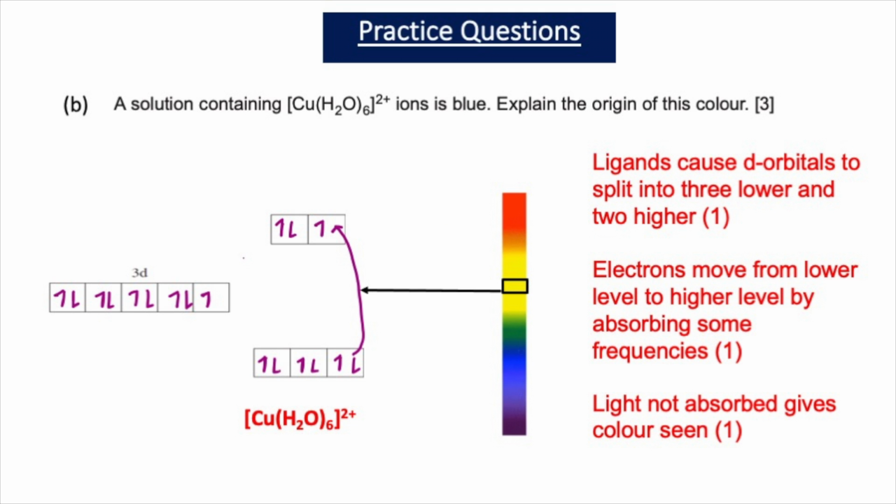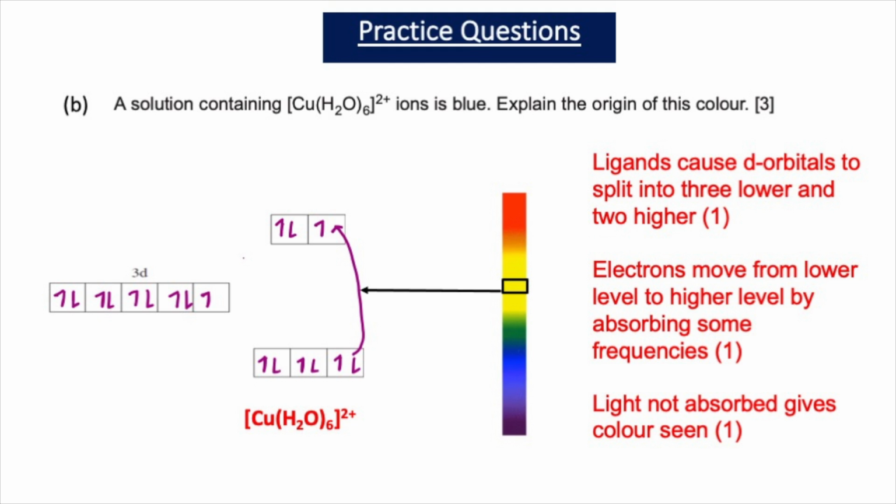Now question 2b states that a solution containing Cu(H2O)6 2+ ions is blue. Explain the origin of this colour, and this is a 3-mark question. Now when answering these sorts of questions, it's best to draw a diagram. So in my diagram, I'm going to draw the electron arrangement for the copper 2+ ion, which ends in 3d9. And then I'm going to show the d level splitting, with 3 d orbitals having lower energy and 2 d orbitals having higher energy. And I'm going to put in the electrons in these orbitals.